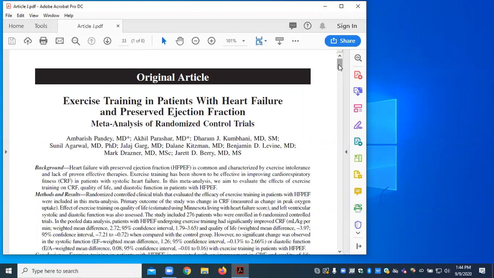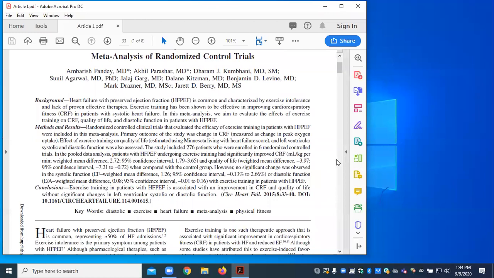Kim, you are going to read a little more here. I'll tell you what you have to read. Okay, if you see methods and results, the third line, effect of exercise, can you read it from there? Yes, ma'am. Effect of exercise training on quality of life estimated using the Minnesota Living with Heart Failure Score and left ventricular systolic and diastolic function was also assessed. Okay. I think before that we missed the first primary outcome. Can you read the one above? Primary outcome of the study was change in CRF measured as change in peak oxygen uptake. Okay. They want to see, after they did some exercise training, whether the peak oxygen level is increased. They saw that, right? Okay, let's look and see.